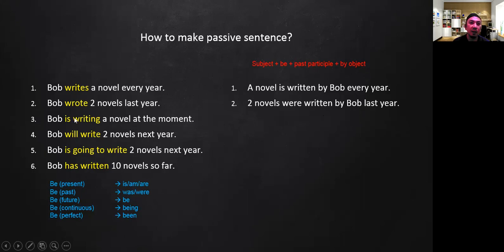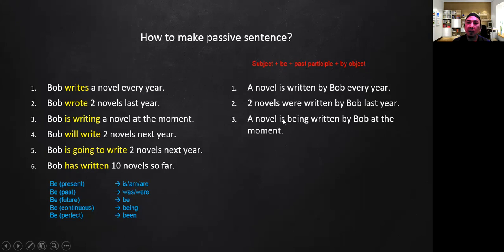Okay. And then this one is continuous. Remember, how do we know that it is continuous? Because we use to be and then verb ing. Continuous is to be and verb ing. And this is present continuous because the to be is "is". Because it is continuous, for the passive, we use being for the to be. Look at here. The object here is a novel. We make it into subject, a novel. And then we put is. This is not the to be in the passive sentence, but it is the to be from the active sentence, right? And then after that, we use the to be in passive sentence, which is being.